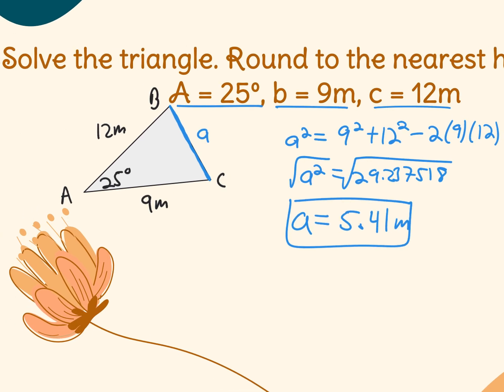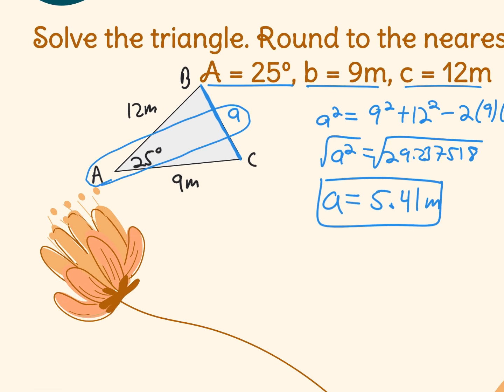What can we do now to find one of those? Good, right? We can do law of sines because now we have a matching pair of letters. We have angle A and side A. We can go, let's just do B, right? We can find B. So let's do a over sine A. So we can do 5.41 over sine of 25 equals b over sine B. So it's going to be 9 over sine of B.